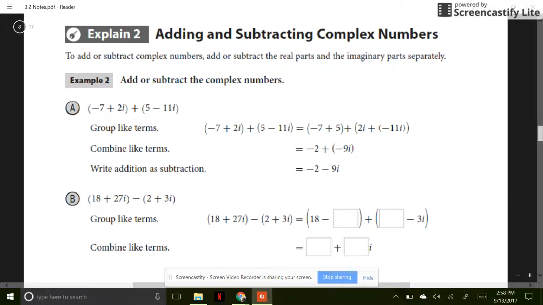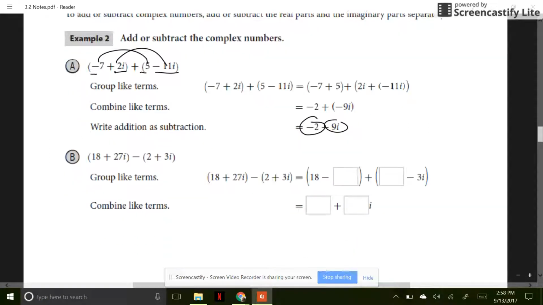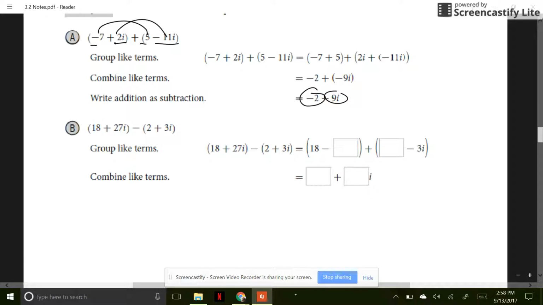So when we add or subtract complex numbers, you add the real parts and the imaginary parts separately. All you're doing is taking the real parts and the coefficients on the imaginary parts. So you group the like terms. Negative 7 plus 5 gets you negative 2. 2 and negative 11 gets you negative 9i. Pretty simple, just adding the like terms. If we group our like terms here, that means we have 18 and then negative 2. That's our real portion. And then 27i minus 3i. 18 minus 2 is 16. 27 minus 3 is 24i.